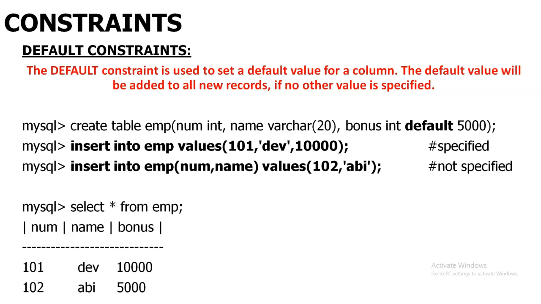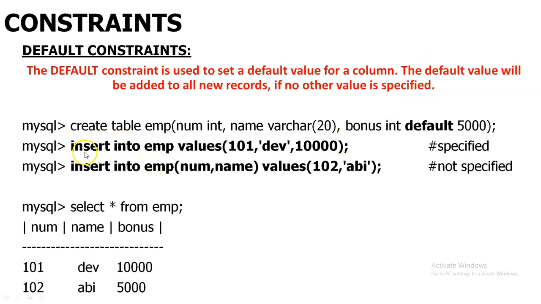So take the example here, a table employee is created with three attributes that are number, name and bonus. So here bonus 5000 is a common value for all the entities. Whoever may be the employee, they are added as a new record. For all the new records, the bonus will be 5000. But suppose a new value has been entered for a particular row, the new value will be added for the attribute and the default value will not be added.